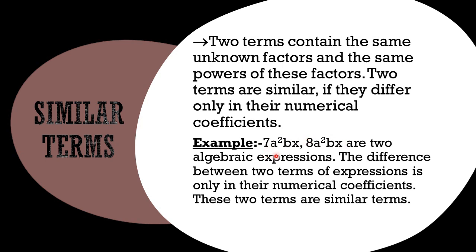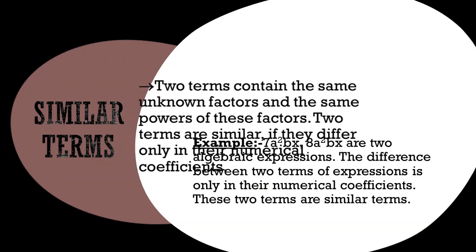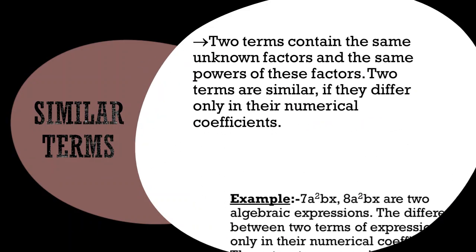In the first expression the term is a square bx, and in the second expression the term is also a square bx. So these two terms are similar, so we can say these are similar terms. This is the definition of similar terms, my dear, and this is the example.